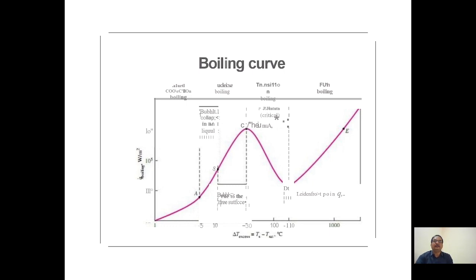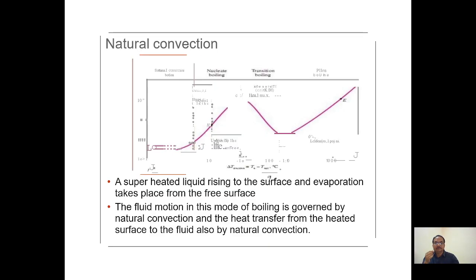In a boiling curve phenomenon, one is nucleate boiling, and also the second one is the natural convection process. In this natural convection process, a superheated liquid rises to the surface, and evaporation takes place from the free surface.